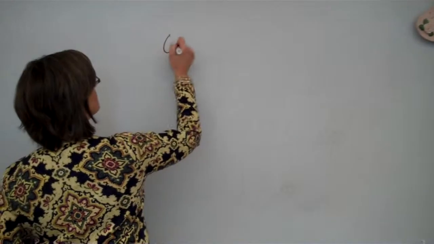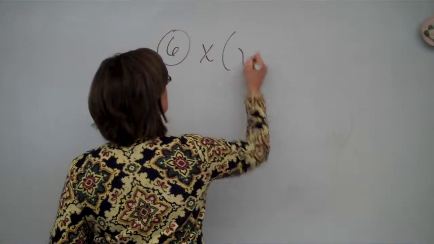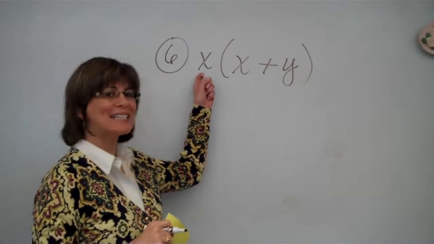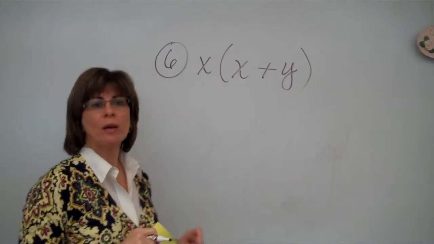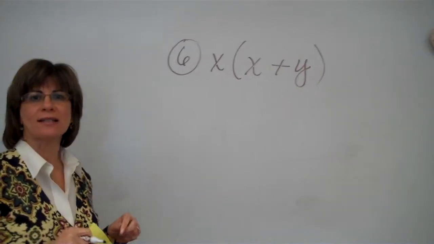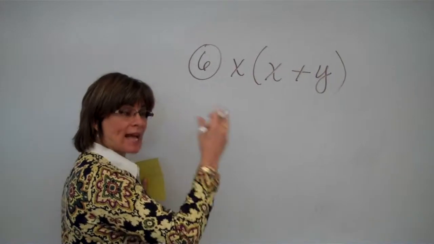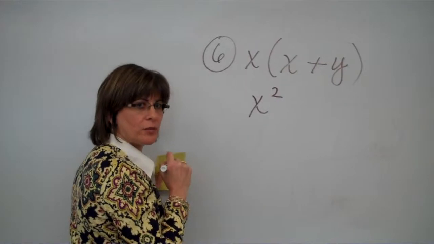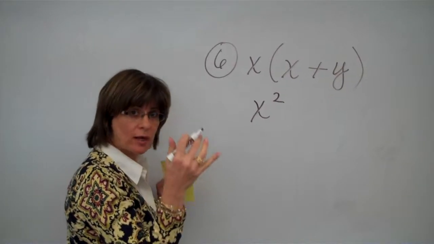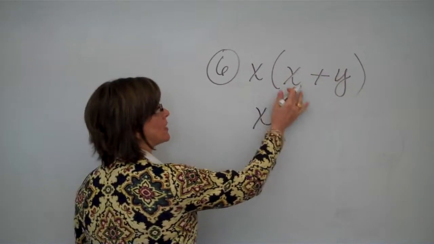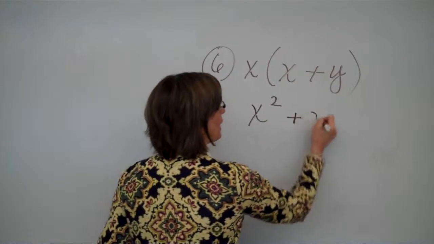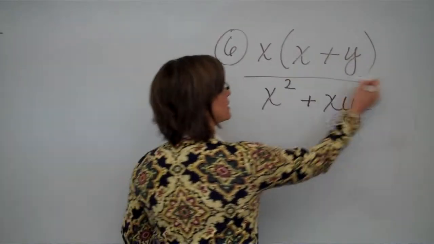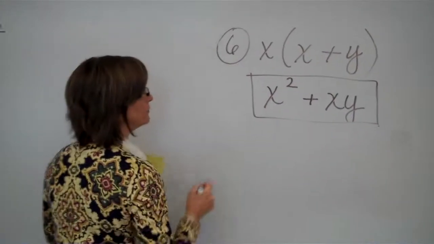The next one is a little bit different because you're going to notice here now that we have an x here and an x here. Do you remember what we said x times x is? It's x times x, not x plus x, so it's x squared. We've been doing a lot with squared, like radius squared means r times r. So x times x is x squared, and then x times y is xy. And that order is just fine for that one.